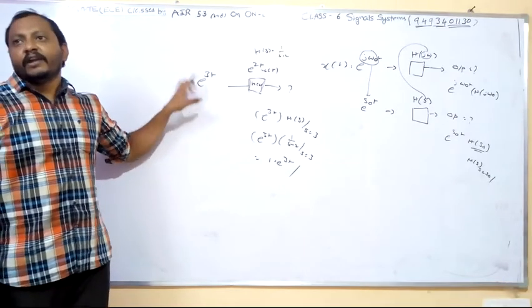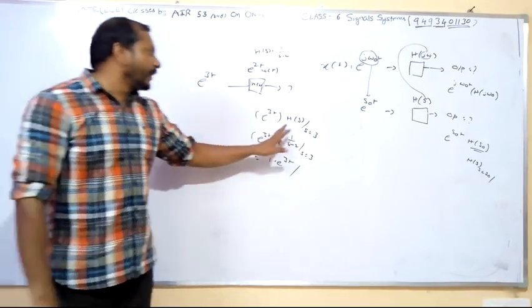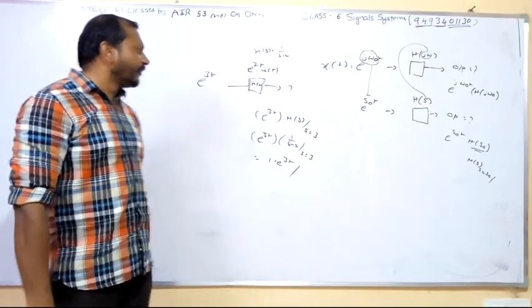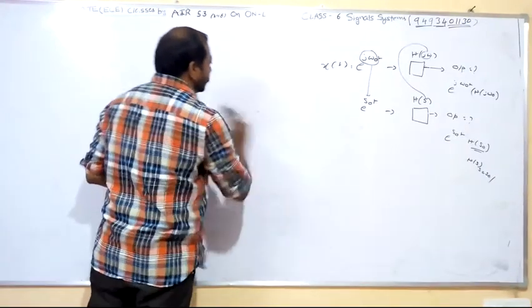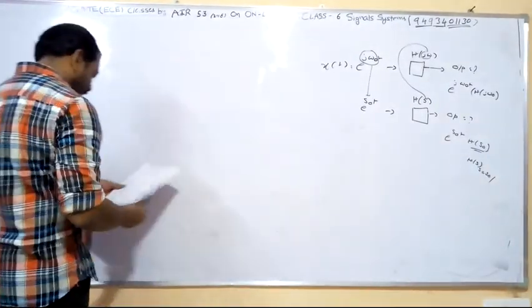This is the corresponding output if they want. Suppose they give you the input e power 3t into u of t, then the output is simply 1 by s minus 3 into 1 by s minus 2.